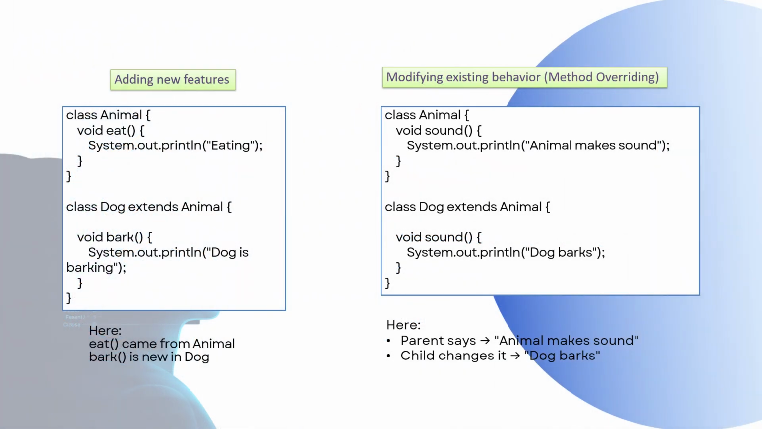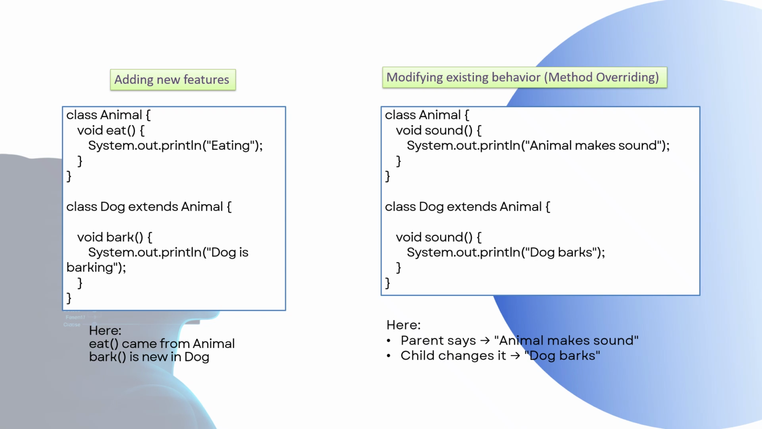Before I explain that, a child class can also add its own new features like new variables and new methods. It can also modify the existing features from the parent class. Now let's understand this with simple programs.